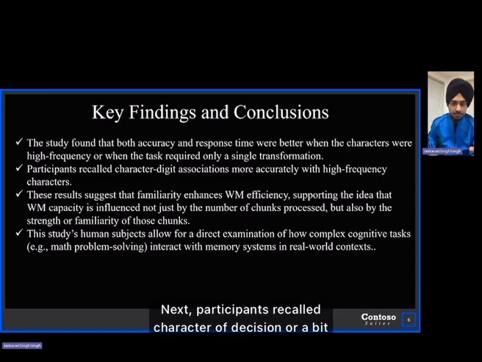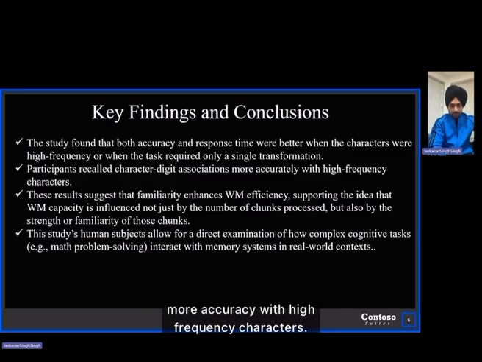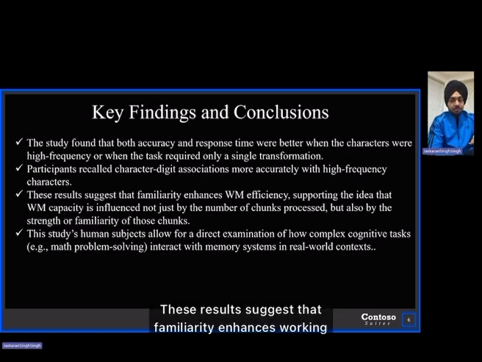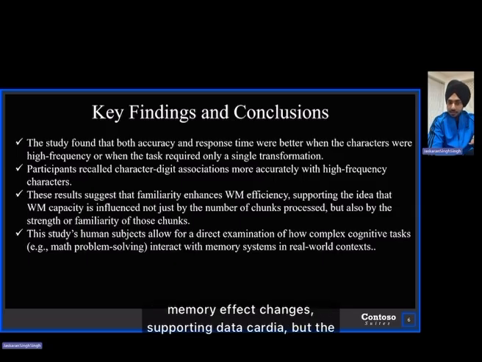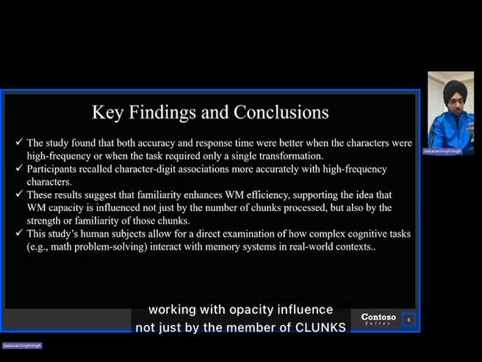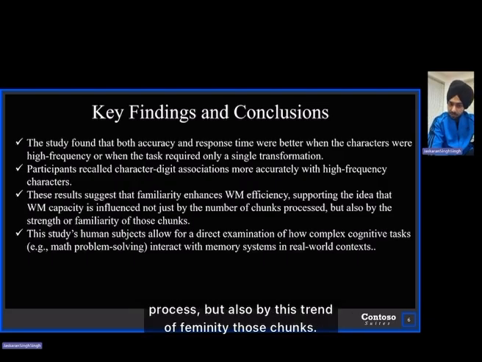Next, participants recalled characters with more accuracy when they were high frequency characters. These results suggest that familiarity enhances working memory efficiency, supporting the idea that working memory capacity is influenced not just by the number of chunking processes, but also by the strength of familiarity of those chunks.